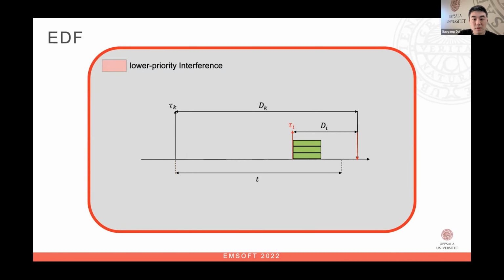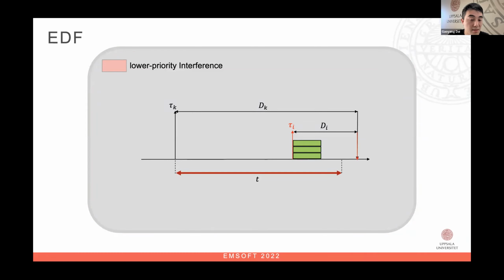For the lower priority interference, only the last instance of tau i falling in the scheduling window of tau k can be a lower priority interference. So in this case, yes, because the scheduling window t includes the last instance. But if this scheduling window, or this response time of tau k, is very short, then in this case, the instance of tau i cannot be a lower priority job while falling in the scheduling window. So no lower priority interference exists from tau i to tau k.